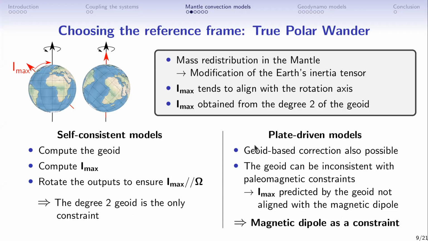It is a bit more complicated for plate-driven models. For these models, we can also use this geoid-based correction, but the geoid can be inconsistent with paleomagnetic constraints, which means that the maximum inertia axis predicted by the geoid can potentially not be aligned with the magnetic dipole. So for these models, it is also possible to use the magnetic dipole as a constraint on the reference frame.